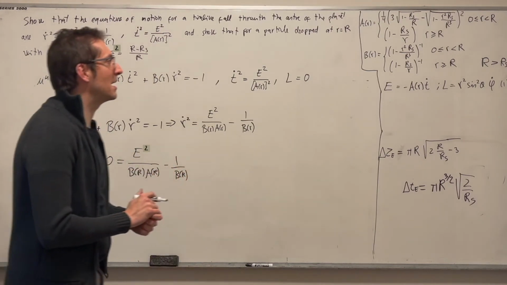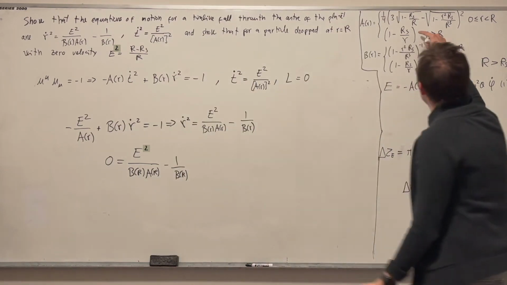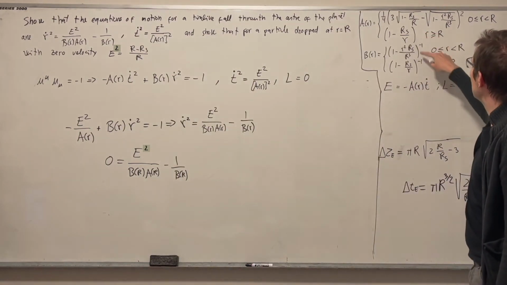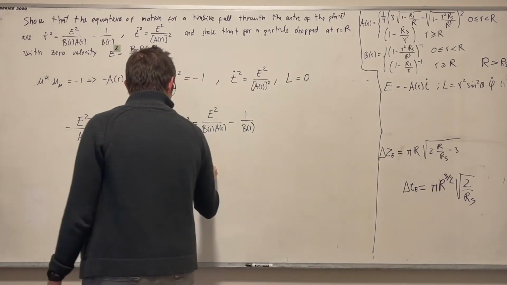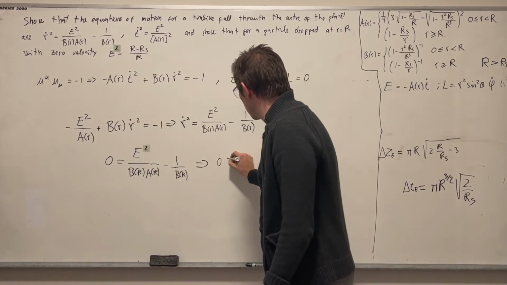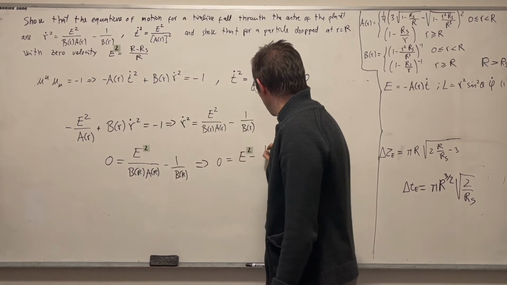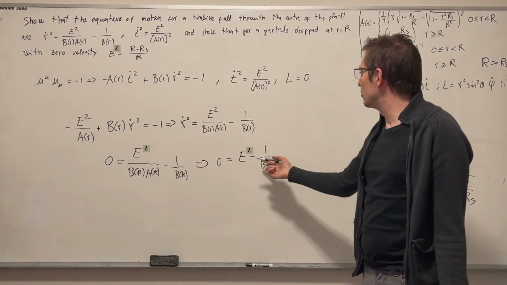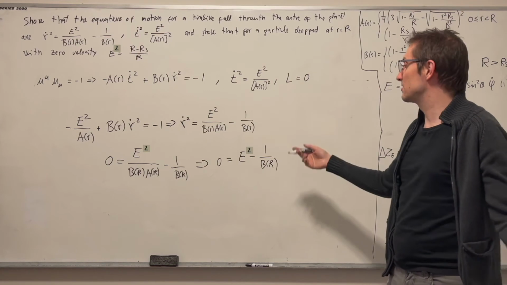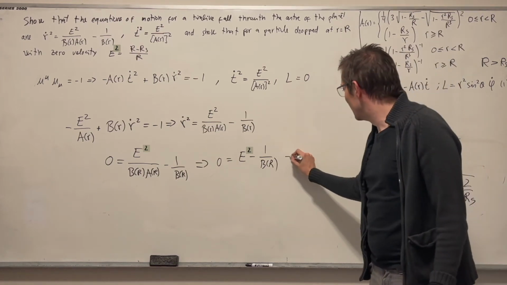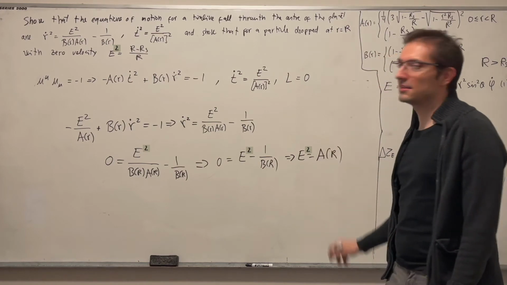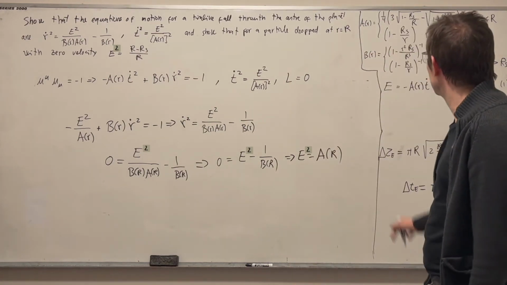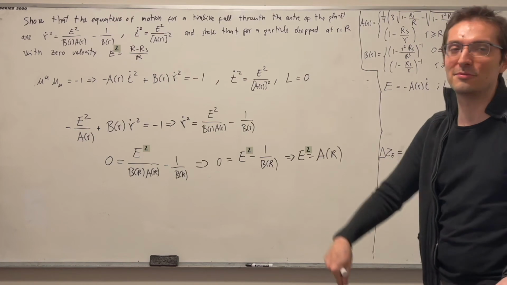But if you realize we are at R, so we can take the easy expressions. B and A are inverse to each other at R. So because of that, this just tells me that 0 is equal to E minus 1 over B(R). And 1 over B(R) is just A(R) because they're inverse to each other. So in other words, E is equal to A of capital R, in this case for the Newton orbit, or the Newton fall. I mean, it's an orbit, but it's an infall, right?